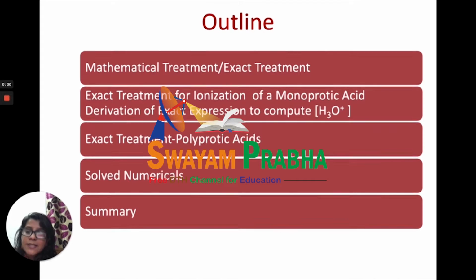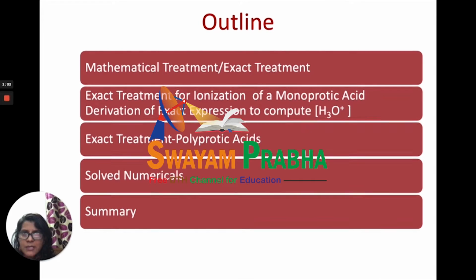Now in today's lecture, we are going to take a look at what is a mathematical treatment, otherwise called an exact treatment, and how it could be applied to determine the concentration of H plus ions for a monoprotic acid. We will do two cases, for a weak acid as well as for a strong acid. We will then apply this to polyprotic acids. This will be followed by solving some numericals.